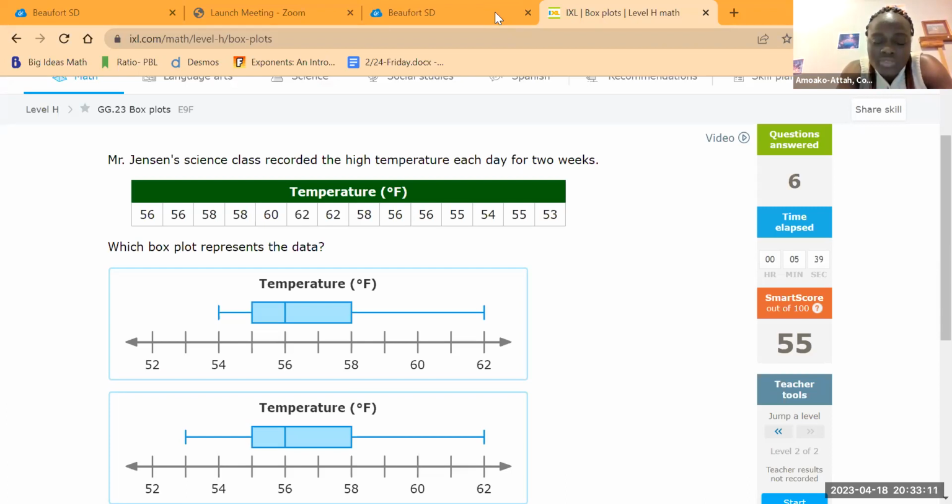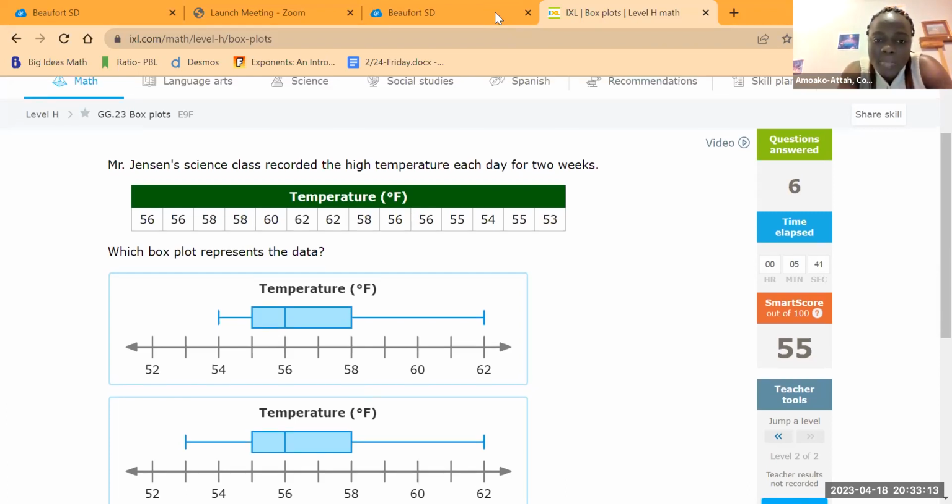We have 53 first, right? So 53, we cross it out. Do you have 53 again? No. It comes to 54. Do you have 54 again? No. It comes to 55. Do you have 55 again? No. Okay, we have another 55 here.